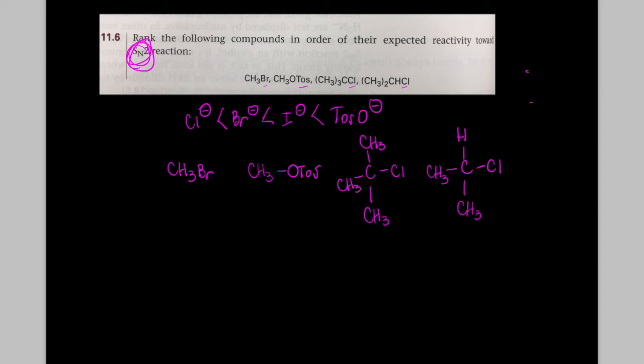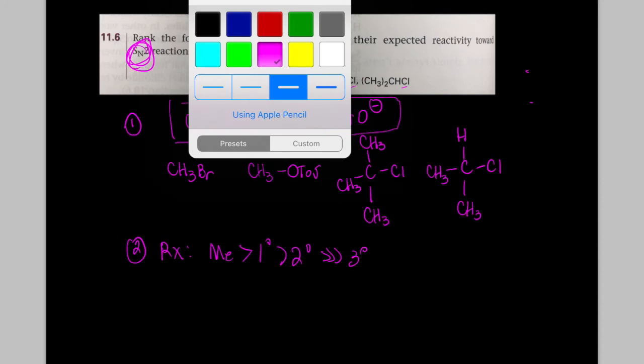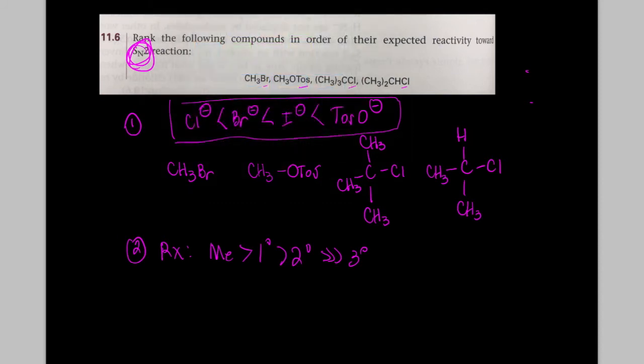Okay, so that's one thing to think about is the leaving group ability. The second thing to think about is the type of substrate, okay, RX for short. And remember that methyl is a better substrate than primary, better substrate than secondary, and tertiary substrates pretty much don't even react in SN2. So let's now categorize these that we've arranged and think about the trends, okay?